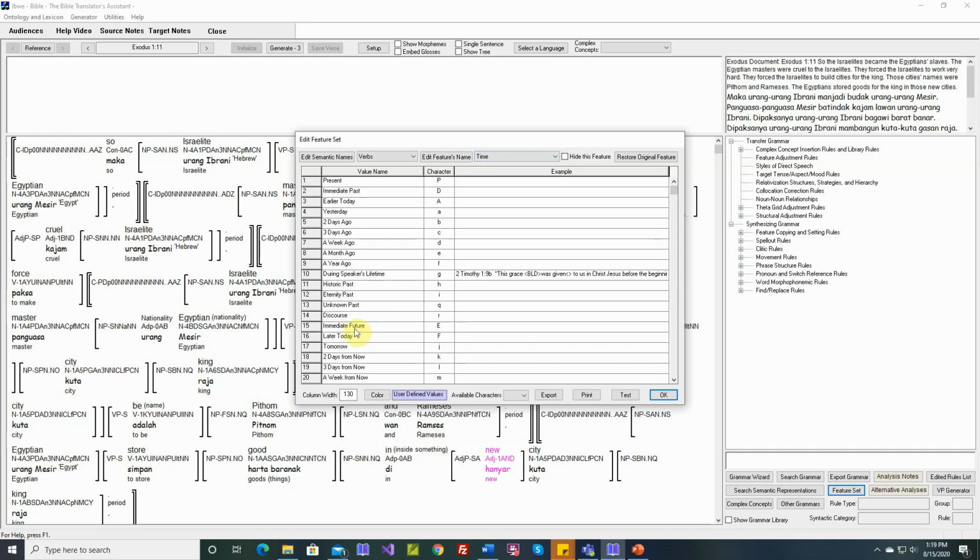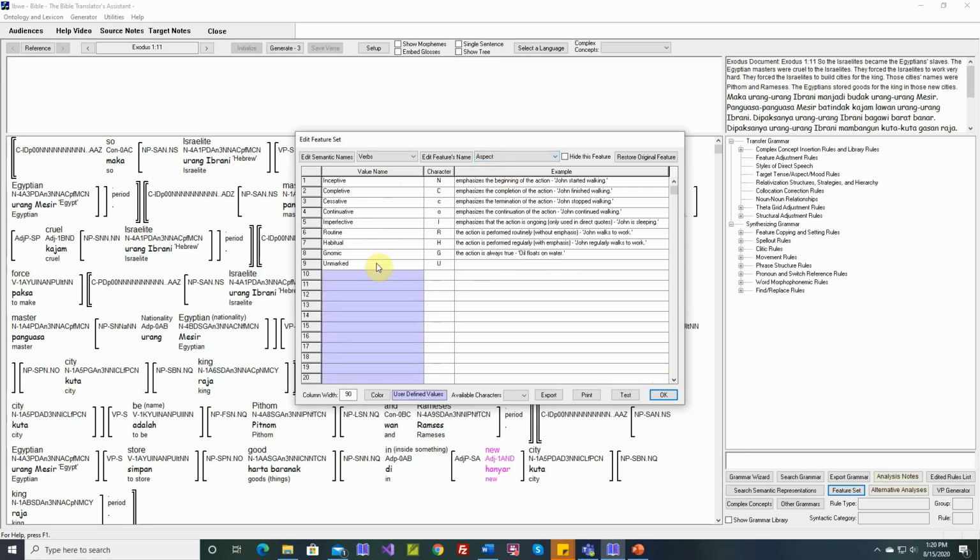Then we have multiple levels of future tense: immediate future, later today, tomorrow, etc., down to unknown future. And then timeless. Timeless is for things that are always true, like God loves us, oil floats on water, the sun sets in the west, things like that.